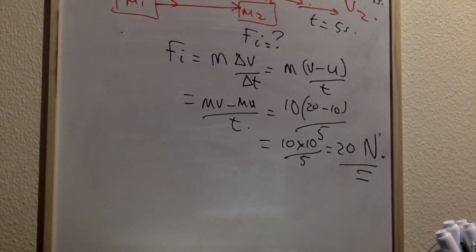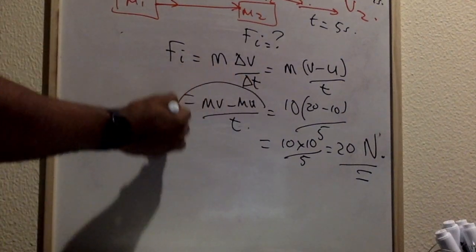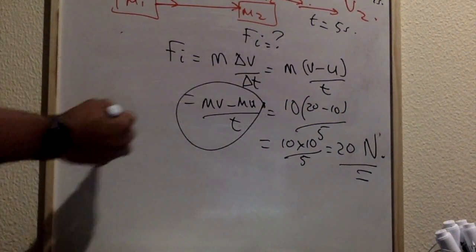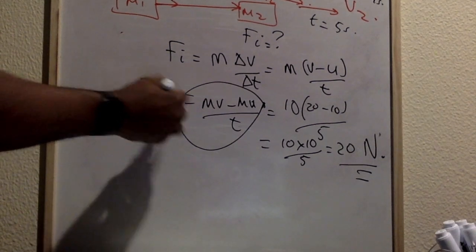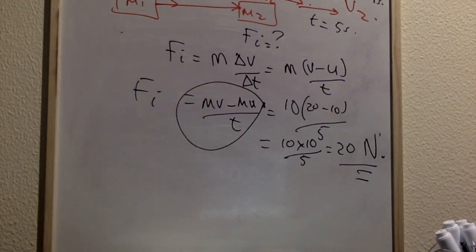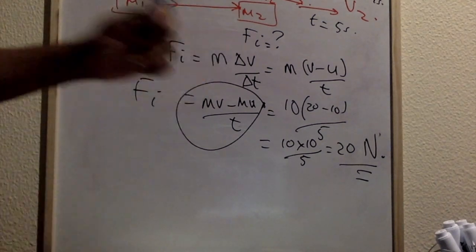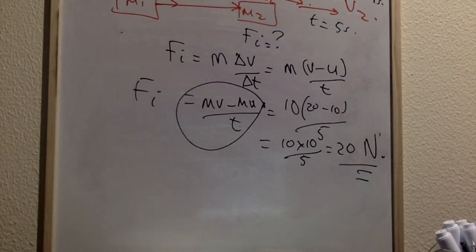You can see what has changed from the first scenario to the second: the impact now has an expression for both v and u. In the case of a stationary object, it will be F equals mv over t. But in the case of a moving object, you have to give consideration to both the velocities, the initial velocity and the final velocity.